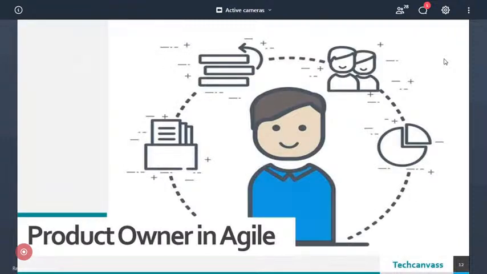So far we have covered the role of an agile business analyst in a nutshell. And now we will be getting into the product owner in agile. So what exactly does a product owner do in the agile sense?